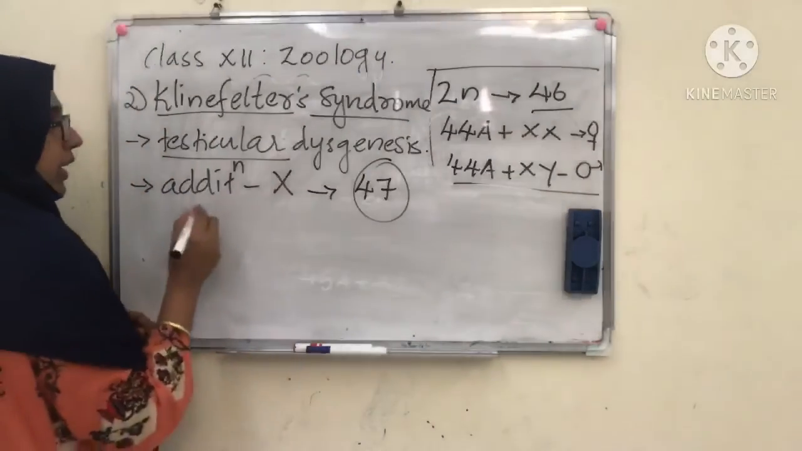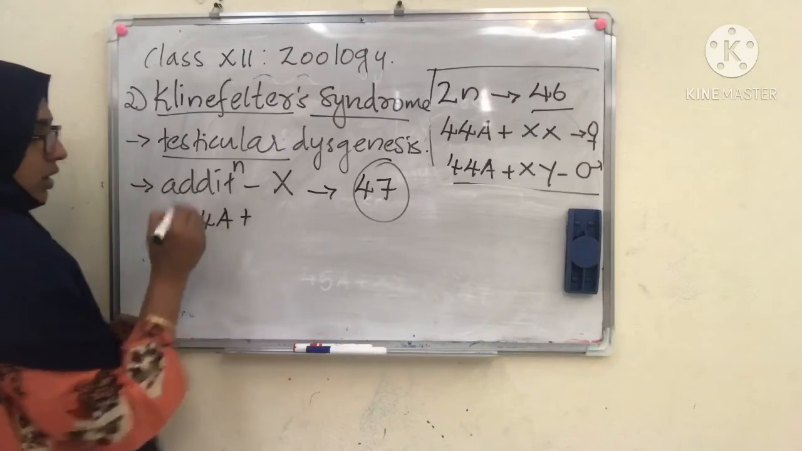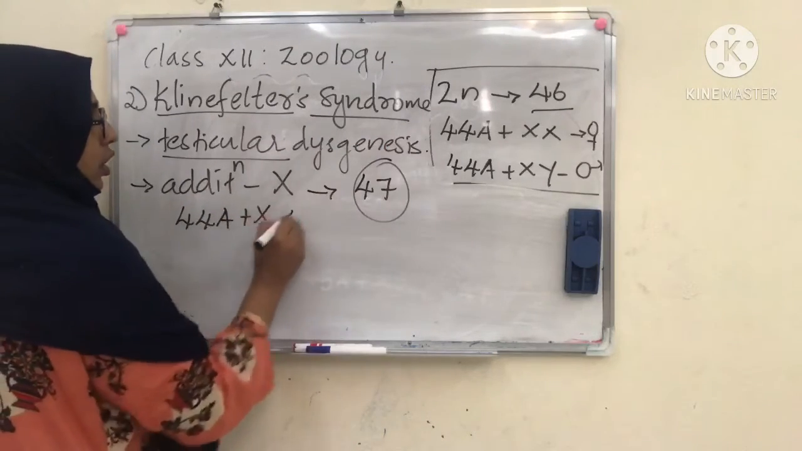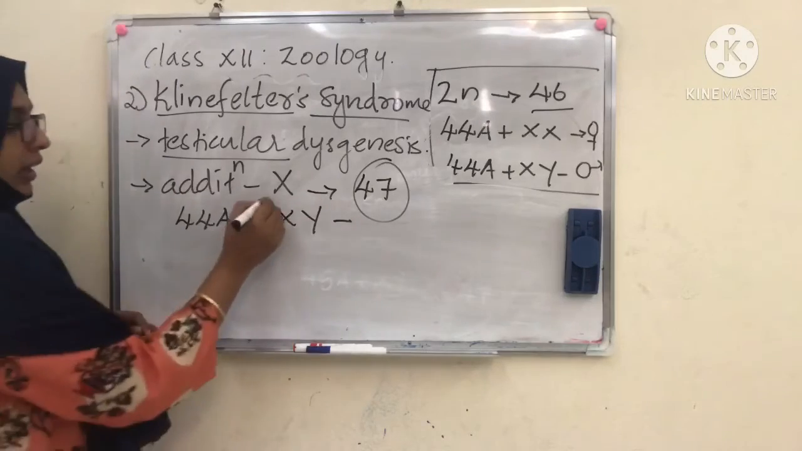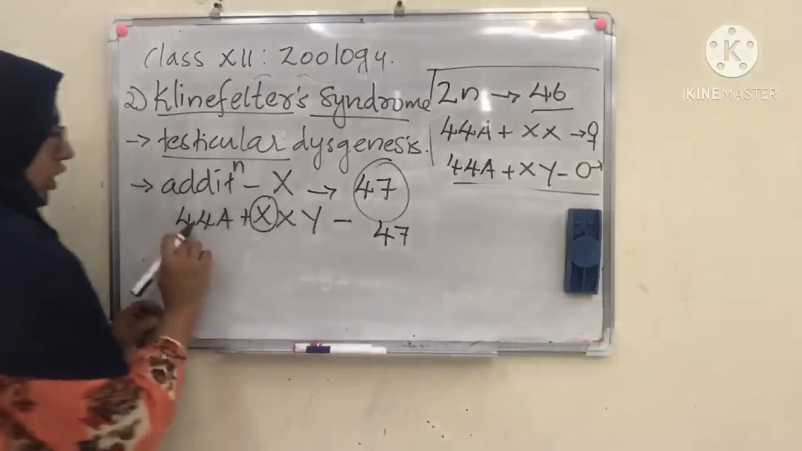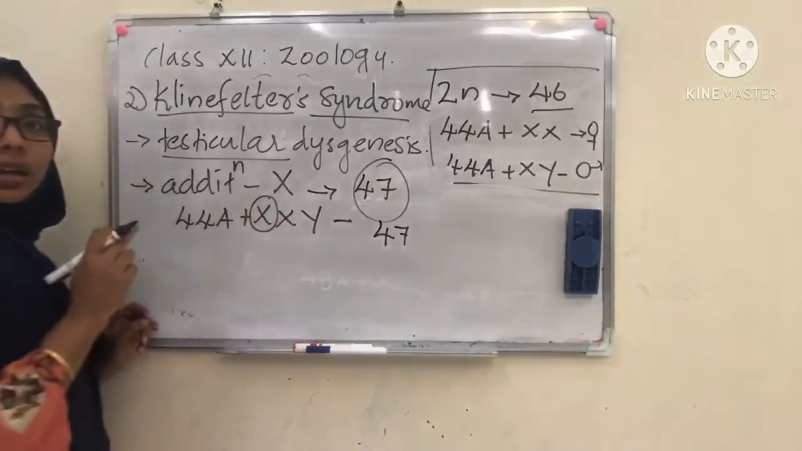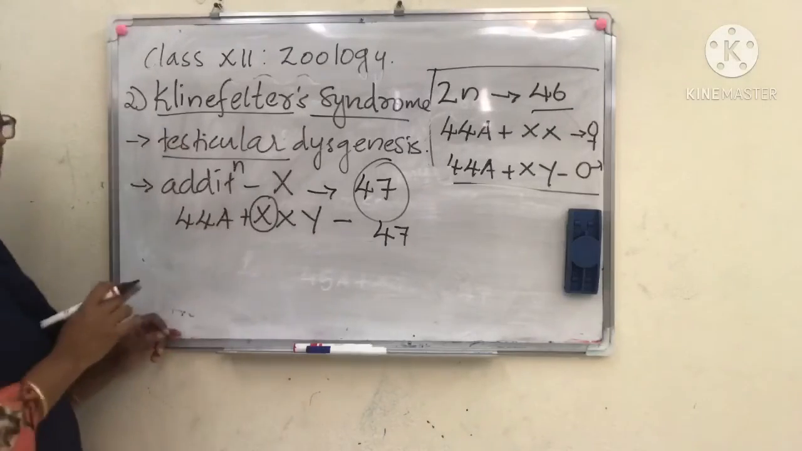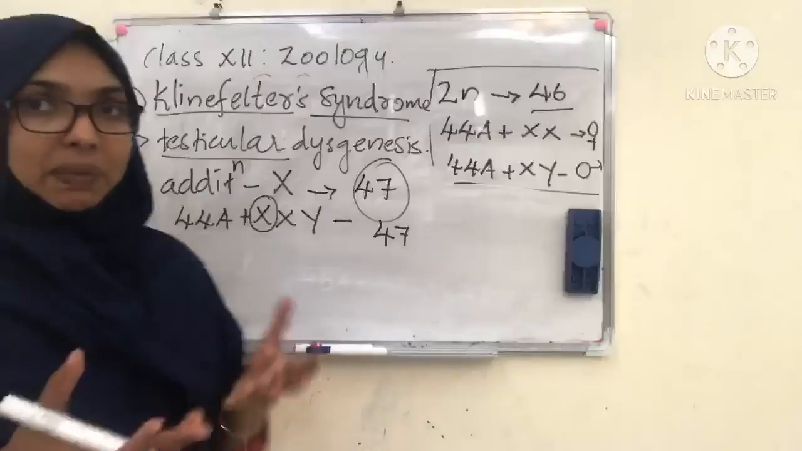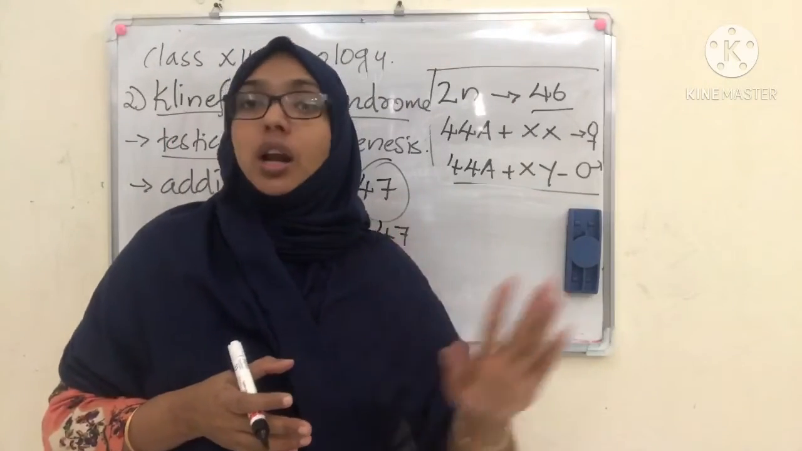So what will be their condition? 44 autosomes will be correct, and an extra X chromosome is given, which counts for 47: 44, 45, 46, 47. Clear? Testicular dysgenesis is generally seen in male. They will be male but they are sterile. They are not at all fertile.